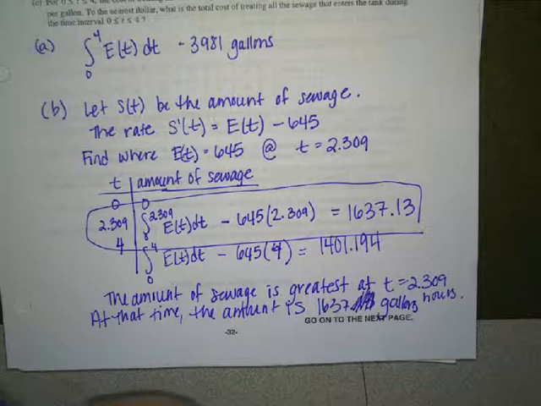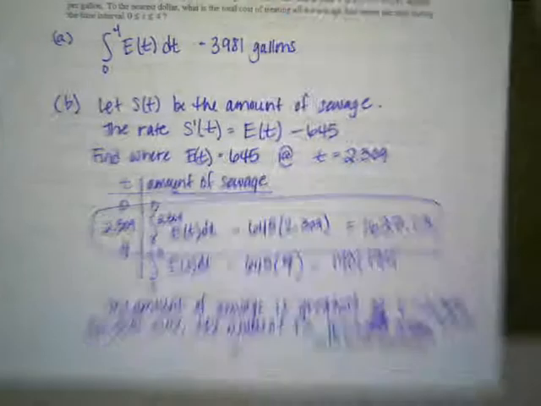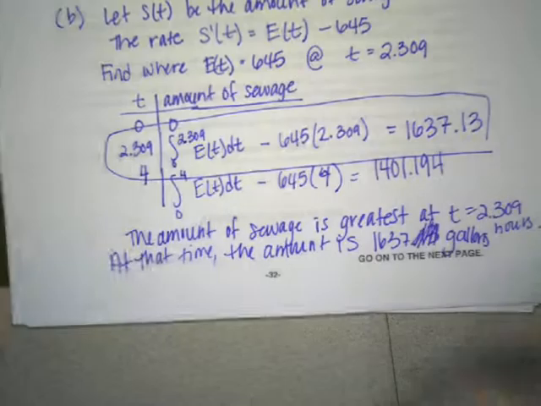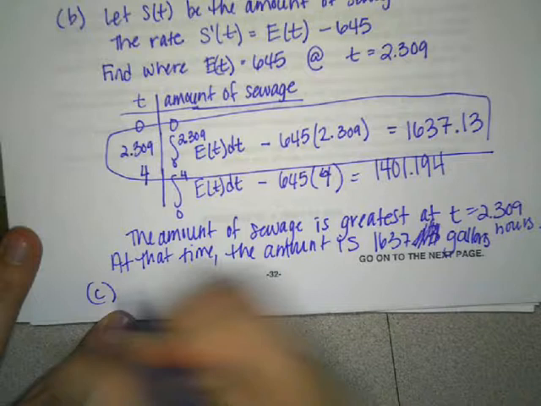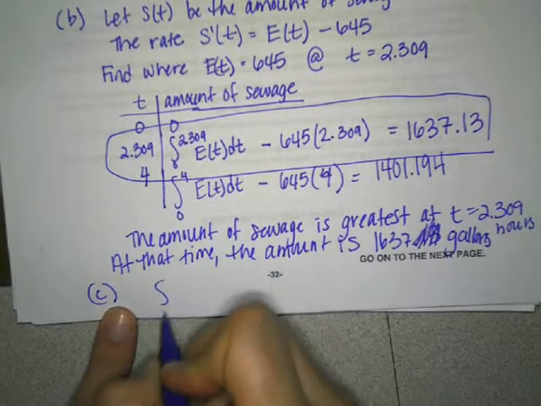Alright, and then the last one, total cost. From 0 to 4, the cost of treating the raw sewage that enters the tank at time t is 0.15 minus 0.02t dollars per gallon. To the nearest dollar, what's the total cost of treating all the sewage that enters the tank during the time interval 0 to 4? So since we found 0 to 4 at the end, or since we checked the endpoint, we just take that and multiply it by the cost. We have to set it up as an integral though, so we show that we're evaluating from 0 to 4.